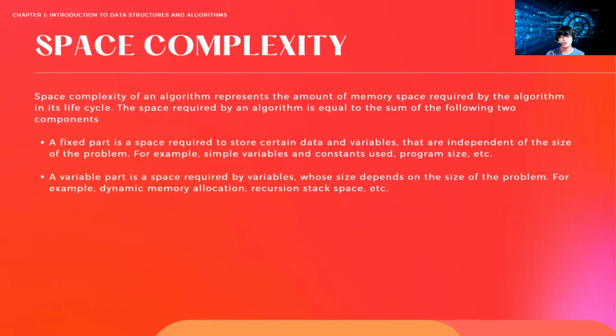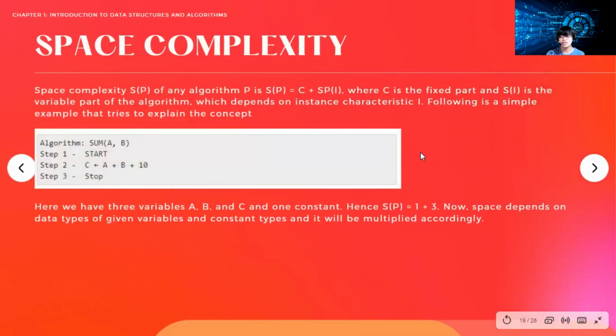Okay. So this is an example. The space complexity of any algorithm P is S of P equal to C plus S_P, where C is the fixed part, and then S_P is the variable part of the algorithm, okay? Which depends on the instance characteristic. Let's take a look at this example.